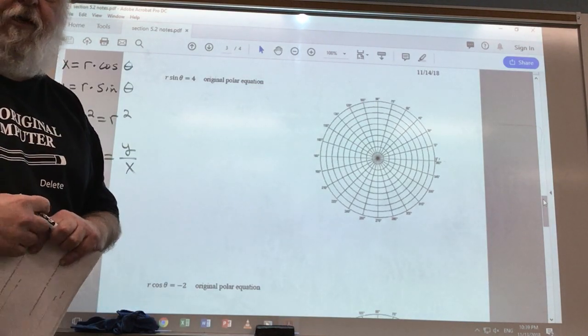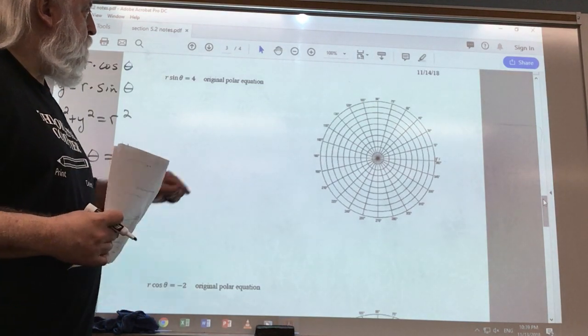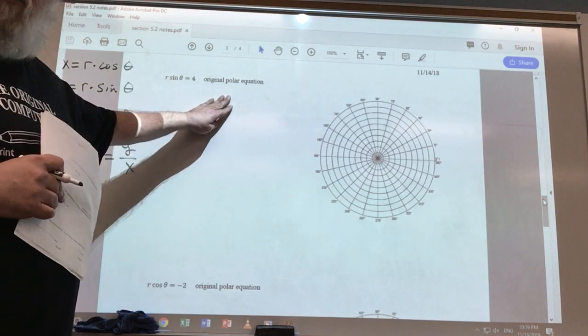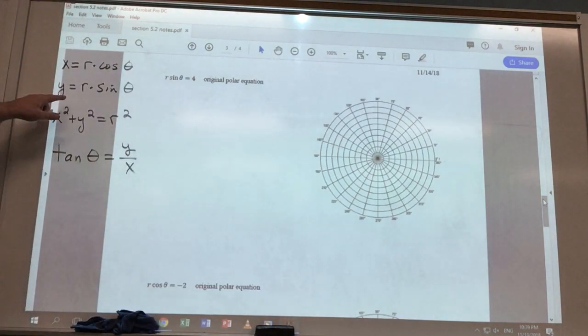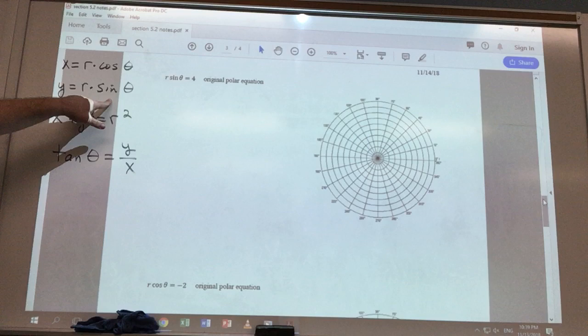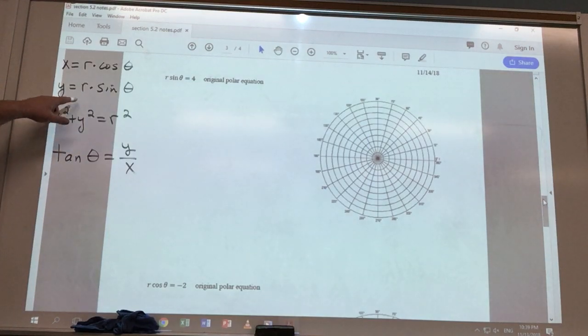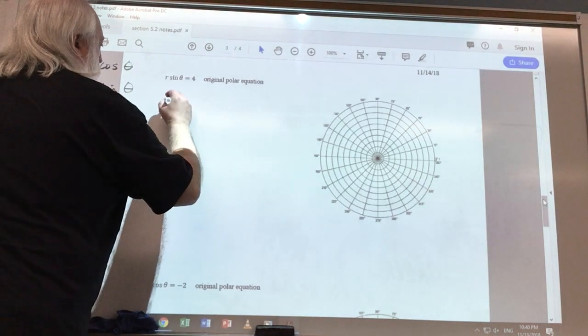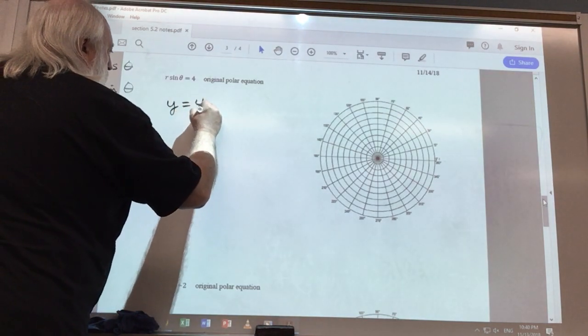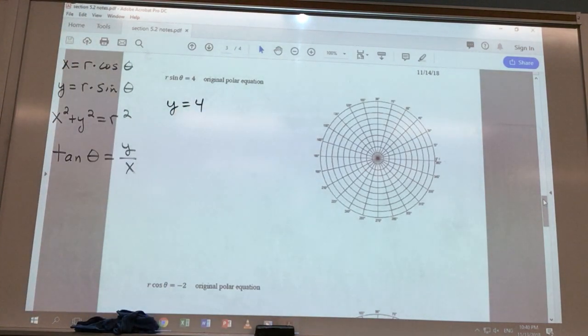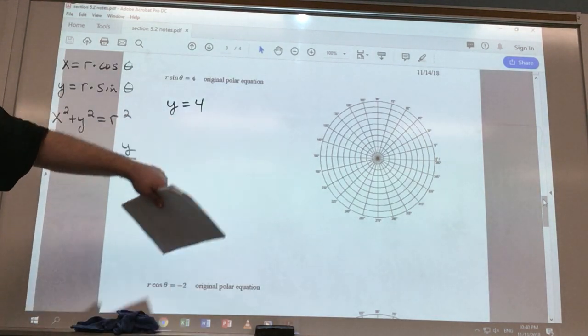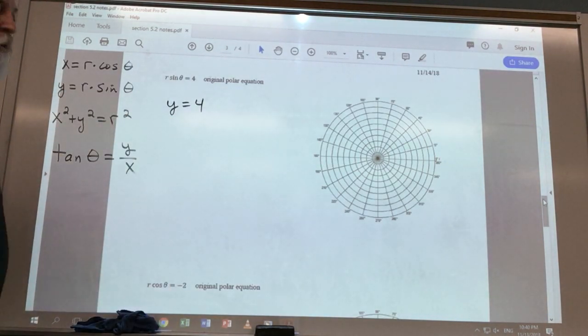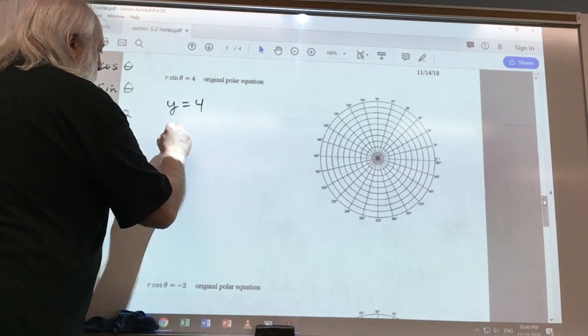That's our original polar equation. What is that polar equation in rectangular coordinates? Well, remember, y is equal to r sine theta. So if I replace r sine theta on the left here with y, I have y is equal to 4. And from your algebra days, you should recognize y equals 4 is the equation of a horizontal line.